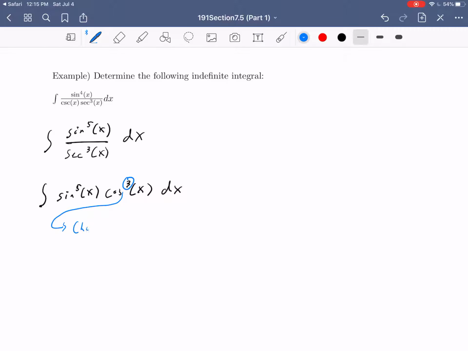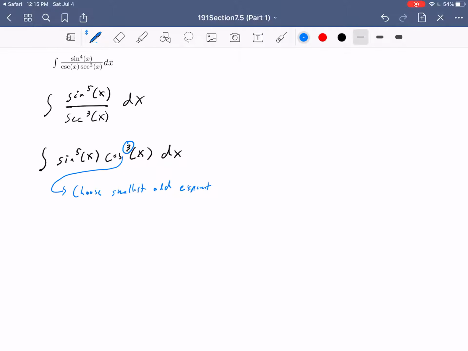So we're going to choose the smallest odd exponent. This is actually what we detailed in that first part of section 7.2. We said products of sines and cosines: if there's an odd exponent, you can save one factor from that odd exponent, convert the rest using the Pythagorean identity, and then do u substitution.